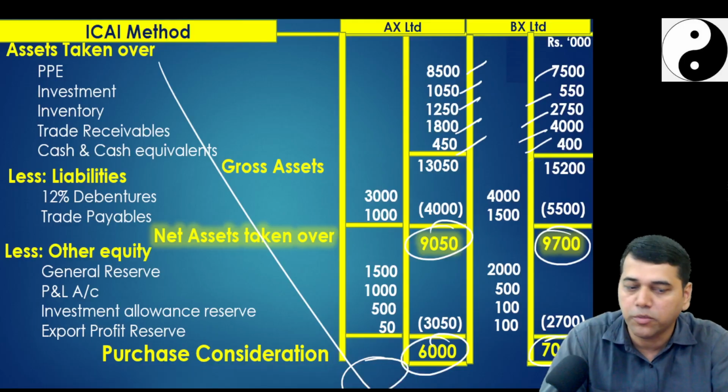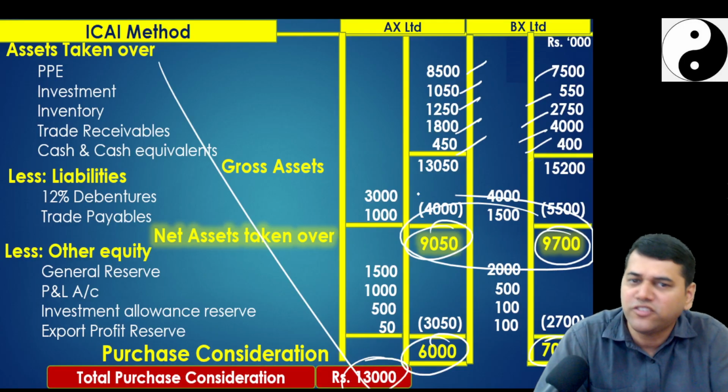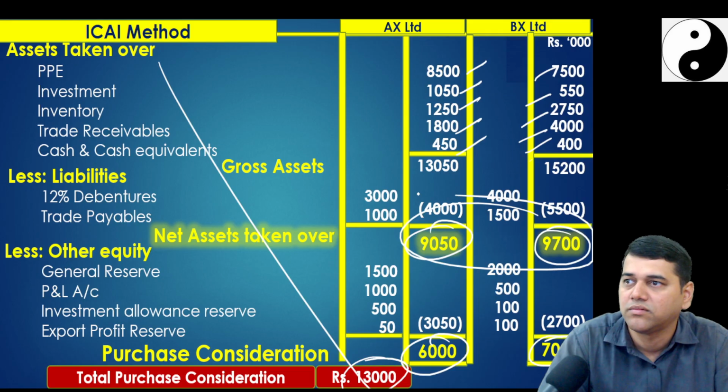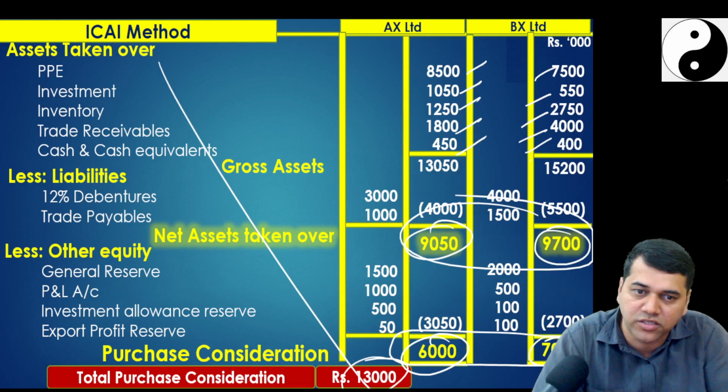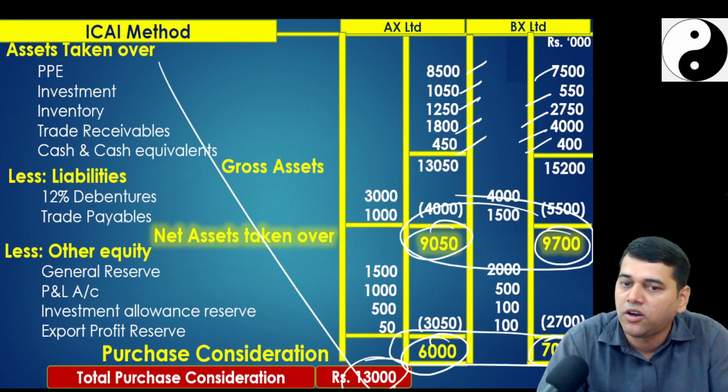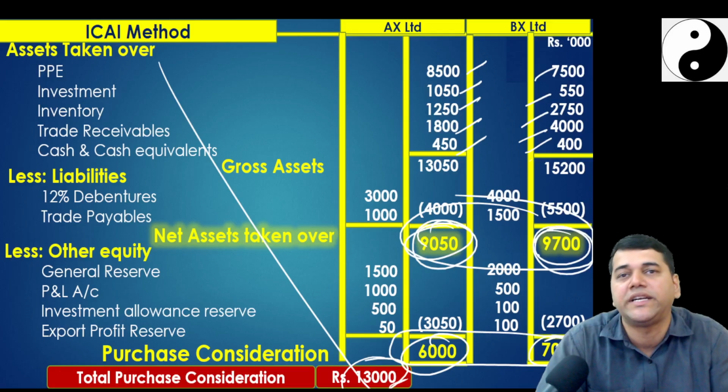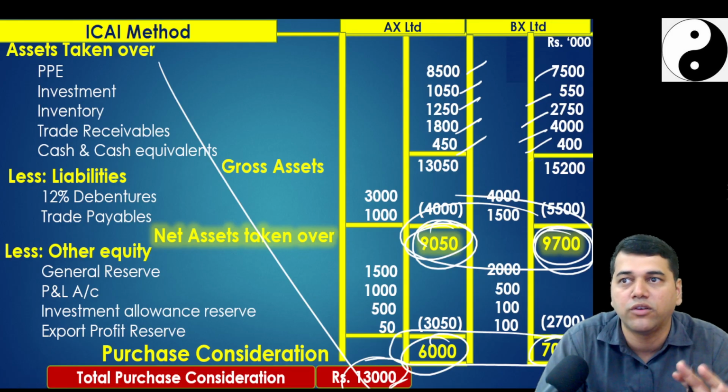First of all, what is your purchase consideration? Net asset is your purchase consideration, no? So you discharge this particular purchase consideration, total purchase consideration of 13,000, based on the net assets of these two entities. Because you have to take everything at a book value, nothing at fair value consideration you should not do.